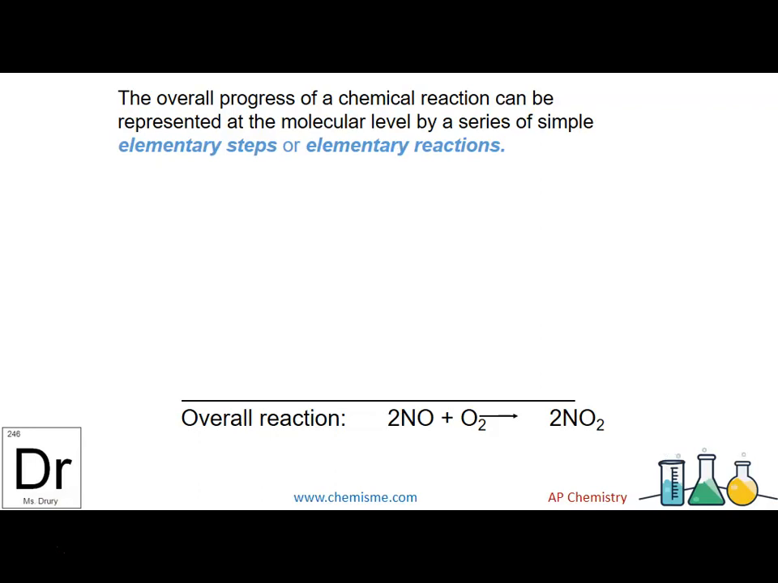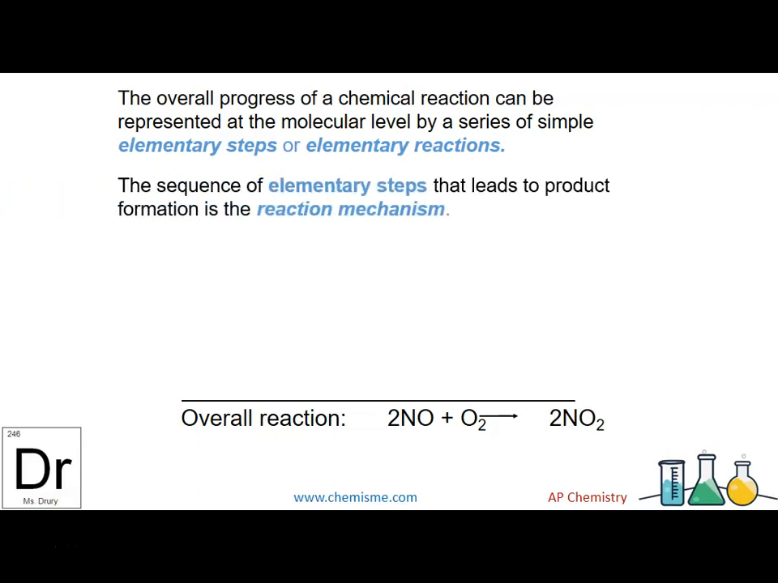The overall progress of a chemical reaction can be represented at a molecular level by a series of elementary steps, or smaller steps that need to take place. The sequence of elementary steps leading to product formation is called a reaction mechanism. So if the overall reaction is that two NOs react with an O2 to make two NO2s, that does not mean two NOs magically hit oxygen all at the same time, all at the right speed and orientation.